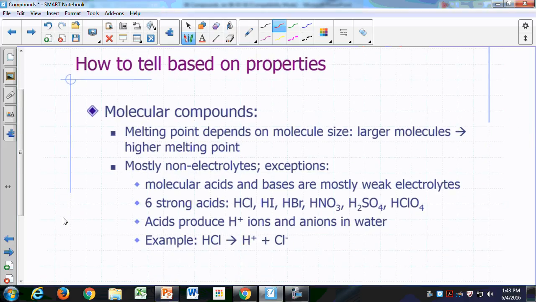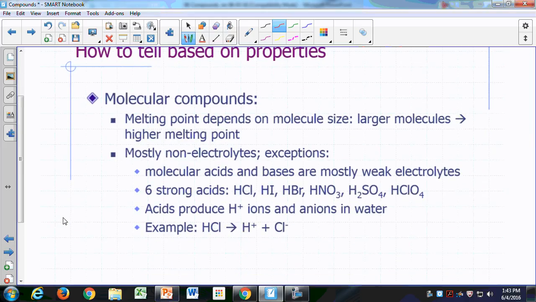Now, what about molecular compounds? Molecular compounds, unlike ionic compounds, which all tend to have a very high melting point, the melting point of molecular compounds depends on the size of the molecules. Generally, the larger molecules would have a higher melting point, so they would tend to be solids at room temperature. But if you have compounds made up of small molecules, like carbon dioxide, CO2 molecules, those are small molecules, and at room temperature, that's a gas.